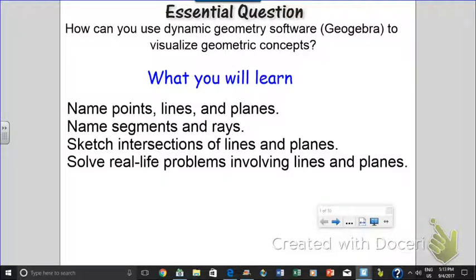Chapter 1, Lesson 1. What will we learn? To name points, lines, and planes, to name segments and rays, to sketch intersections of lines and planes, and finally to solve real-life problems involving lines and planes.